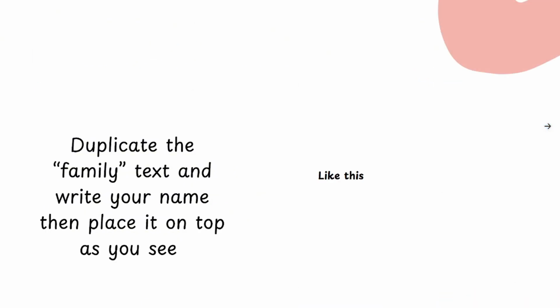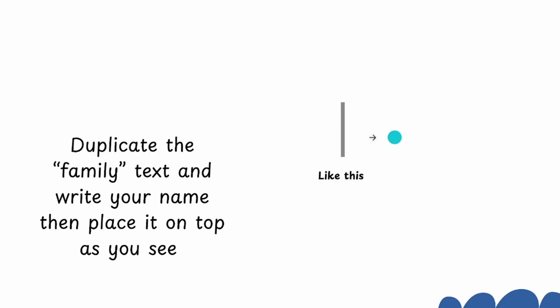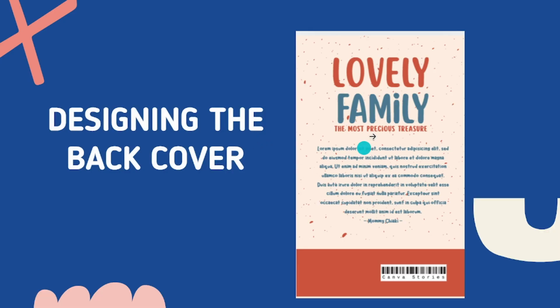Then the next one is to add the author's name. If you want, your author's name can be down or up, anywhere you want it to be, depending on the design that you are making. But for this, I wanted mine to be up, so I just duplicated the family this time around. So instead of duplicating the lovely, I duplicated the family, placed it up, and then typed my name. So we are done with designing the front cover.